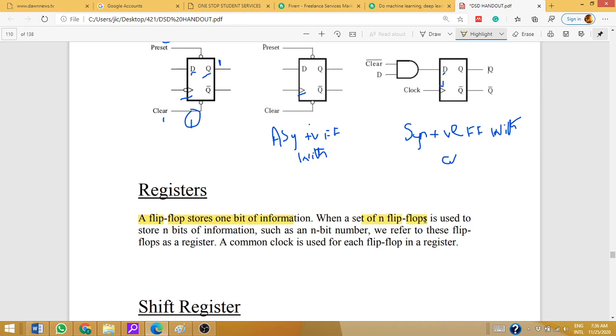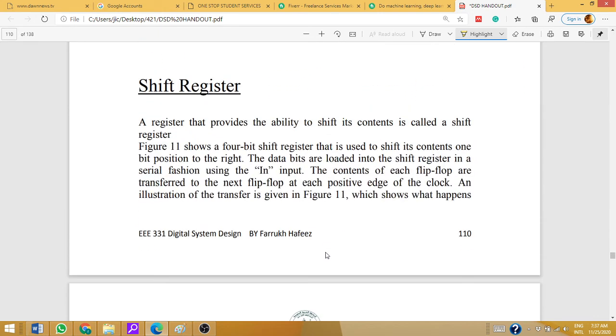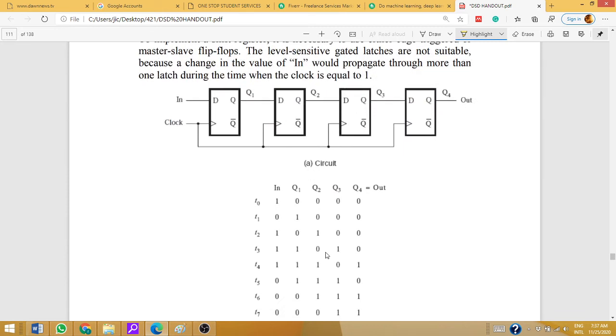A set of n flip-flops, any combination of them, is referred to as a register. A combination of n flip-flops is said to be a register, and it can hold more than 1 bit. There are two very common types of registers. One is the shift register, which we are going to discuss first. This is the picture of the shift register. It is very easy.